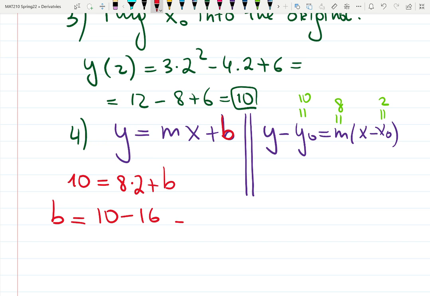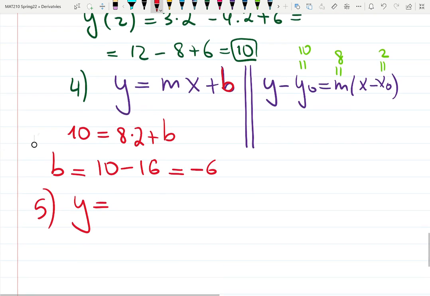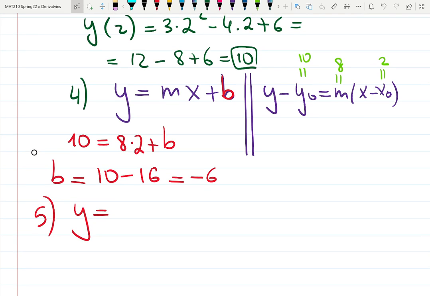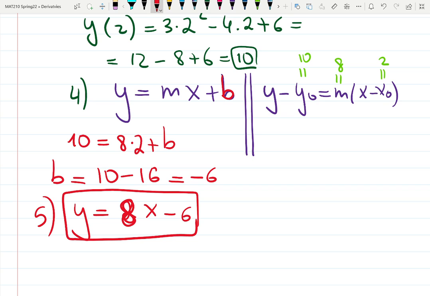Make sure you don't mess up here. I move everything carefully to the side. 10 minus 16, that's minus 6. The answer is... Write down the answer in the form of y equals mx plus b. What is it? Why is m 8? 8x minus 6. This is the answer.